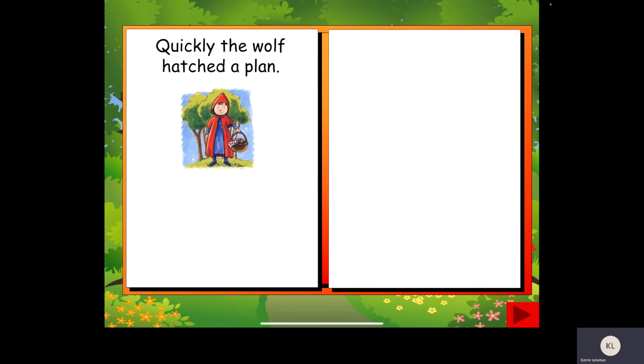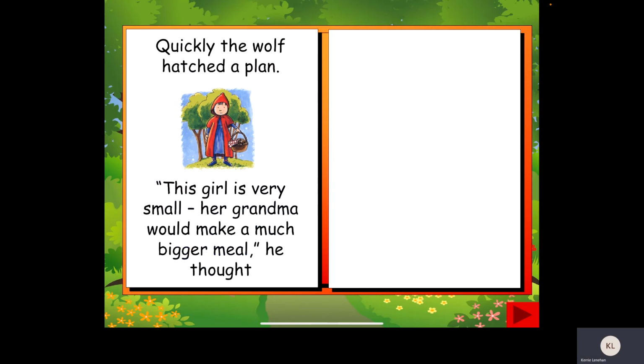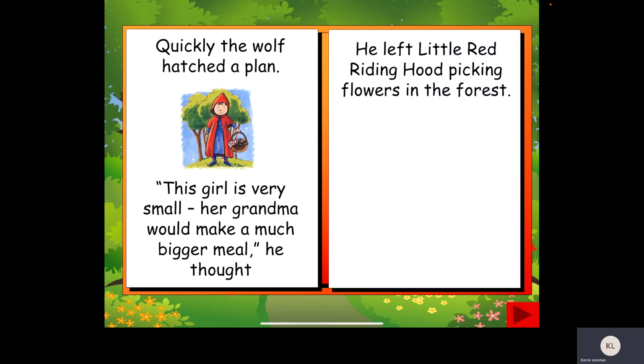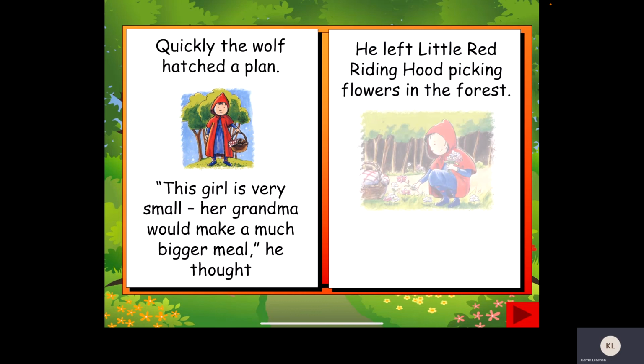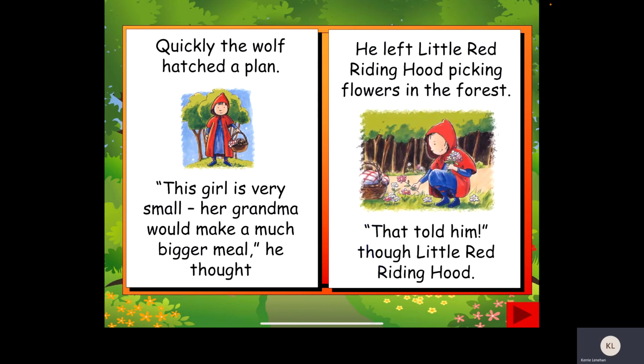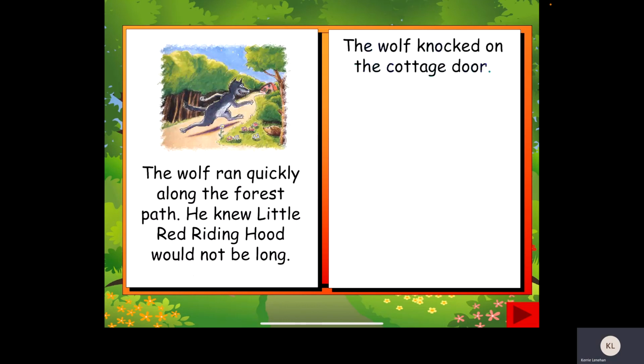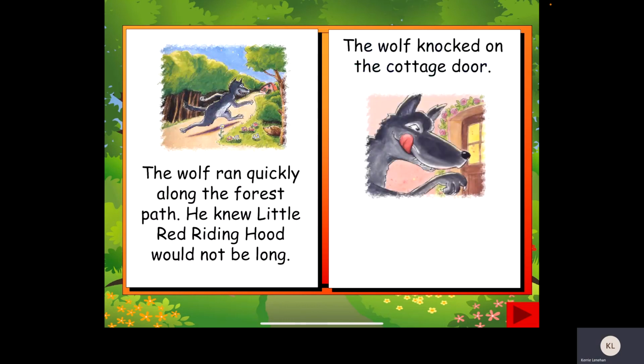Quickly, the wolf hatched a plan. This girl is very small. Her grandma would make a much bigger meal, he thought. He left Little Red Riding Hood picking flowers in the forest. That told him, thought Little Red Riding Hood. The wolf ran quickly along the forest path. He knew Little Red Riding Hood would not be long. The wolf knocked on the cottage door.